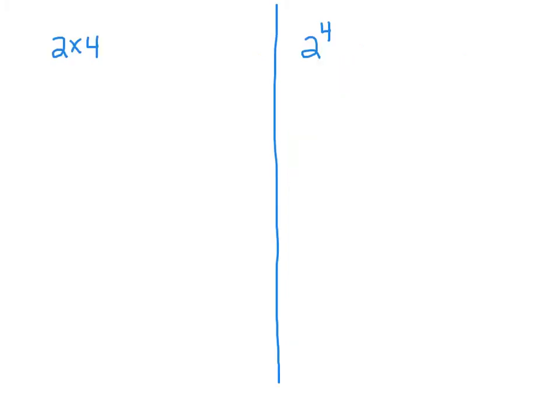Okay, so here's the next thing. On the left we have 2 times 4, and on the right we have 2 raised to the 4th power. So we think, what does 2 times 4 actually mean? It will be 2 plus 2 plus 2 plus 2, which is 8. Now 2 raised to the 4th power, what does that mean? Means 2 times 2 times 2 times 2. So what does 2 times 2 times 2 times 2 equal?